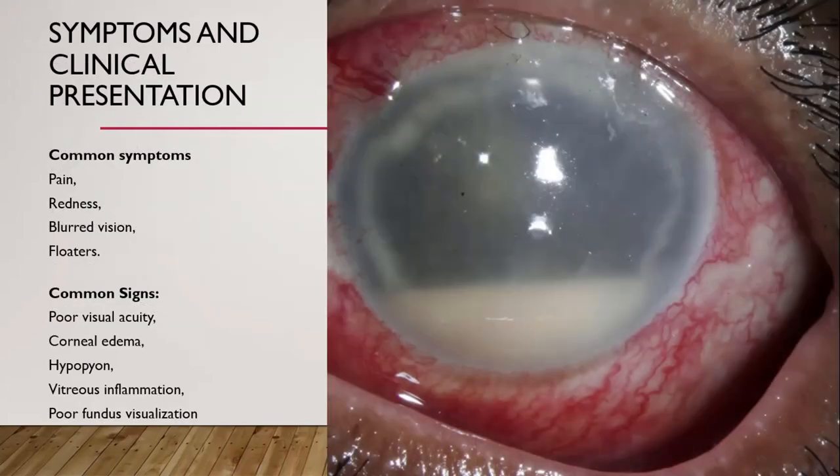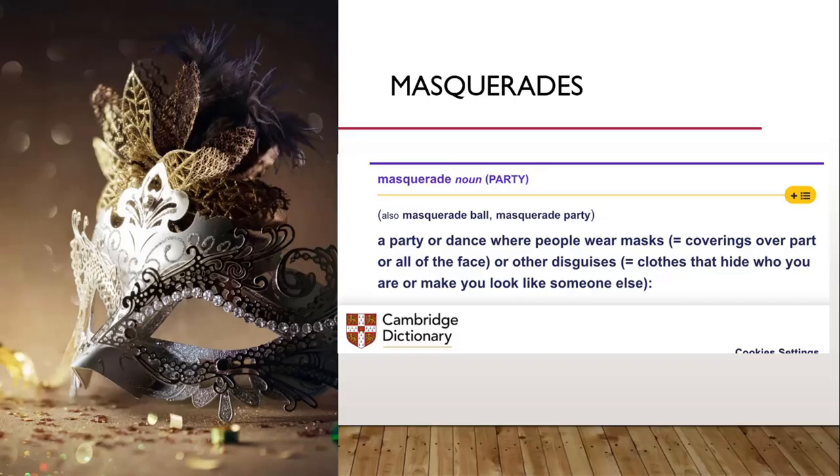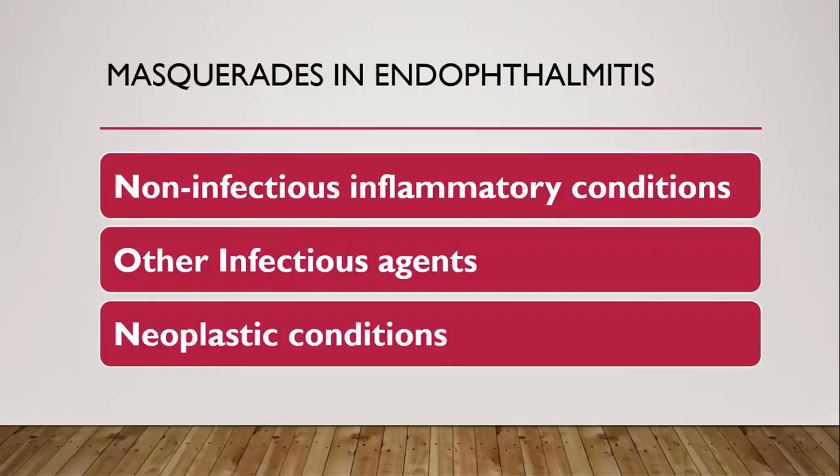So symptoms, mainly they present with pain, redness, blurred vision, and floaters. Common signs include poor visual acuity, corneal edema, hypopyon, vitreous inflammation, and poor fundus visualization. So what's a masquerade? A masquerade is a party or dance where people wear masks or other disguises, hiding who you are and making you look like someone else.